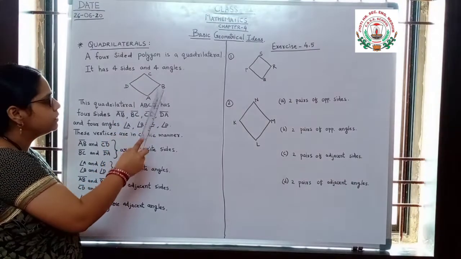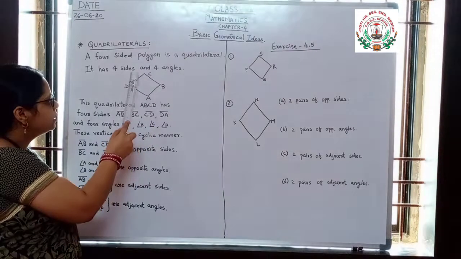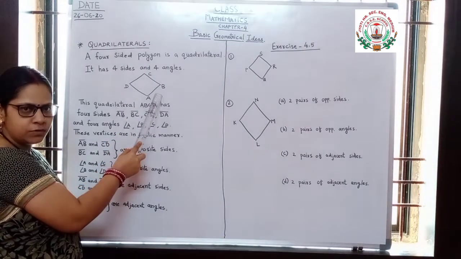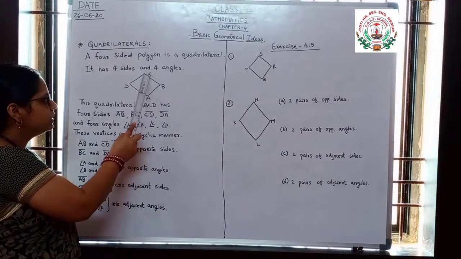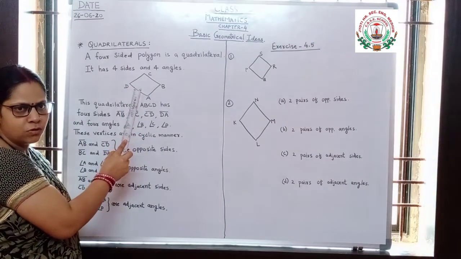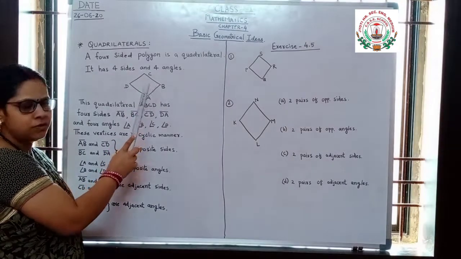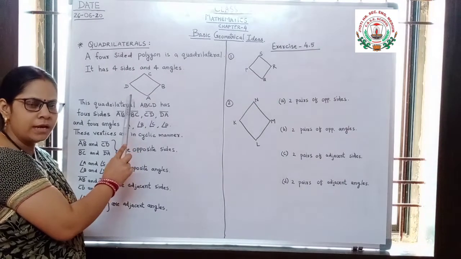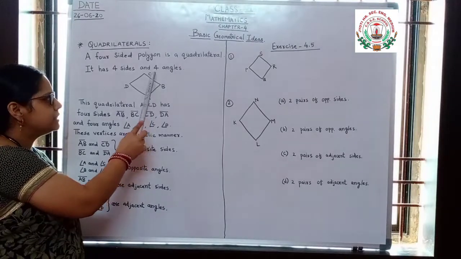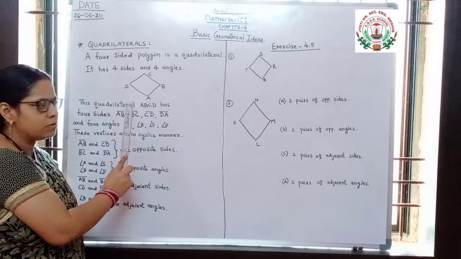Like in this figure you can see, it is having 4 sides: 1, 2, 3 and 4. And also angles: 1, 2, 3, 4. 4 angles, which are corners. At the corner it will be forming angles. So you can say 4 vertices also and angles also. So 4 vertices are there and 4 angles are also there.